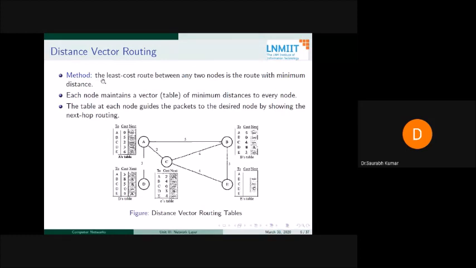What does it mean? A node can communicate to another node based on the least cost route. How can you decide this least cost? Based on the minimum distance between those two routers. As the name suggests, each node maintains a vector. Here we define this vector as a table of minimum distances to every other node. How can you understand distance vector routing? I can give you an example. We can think of nodes as the cities.